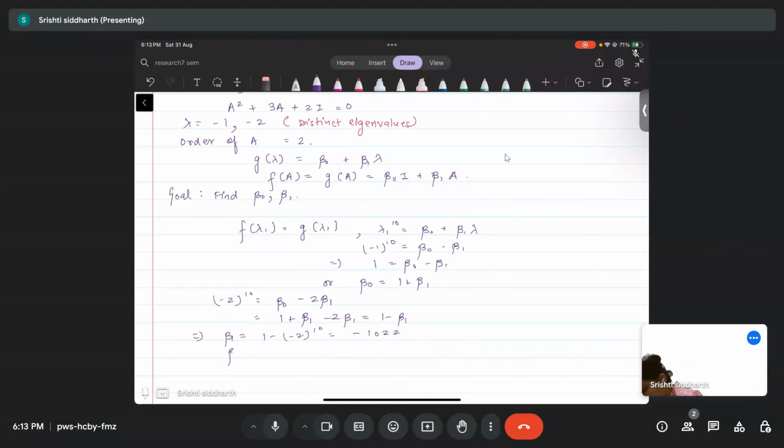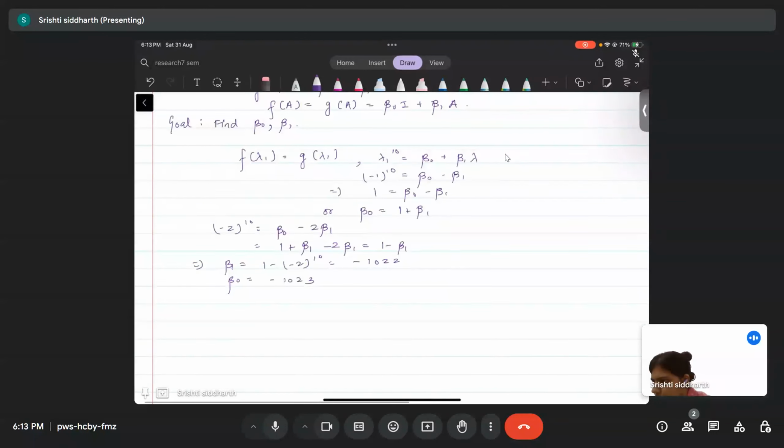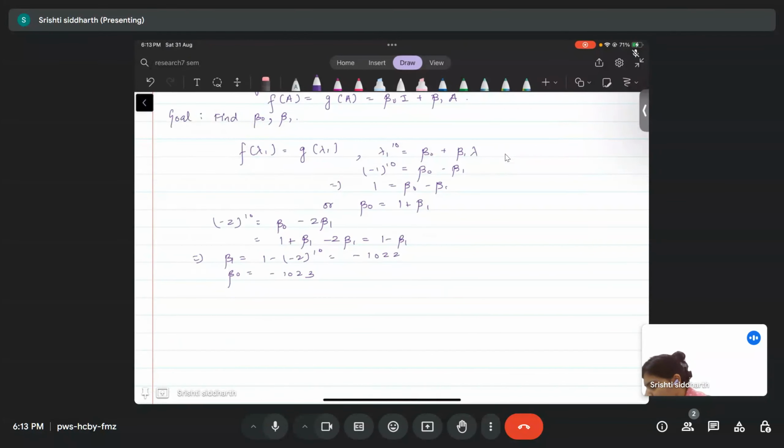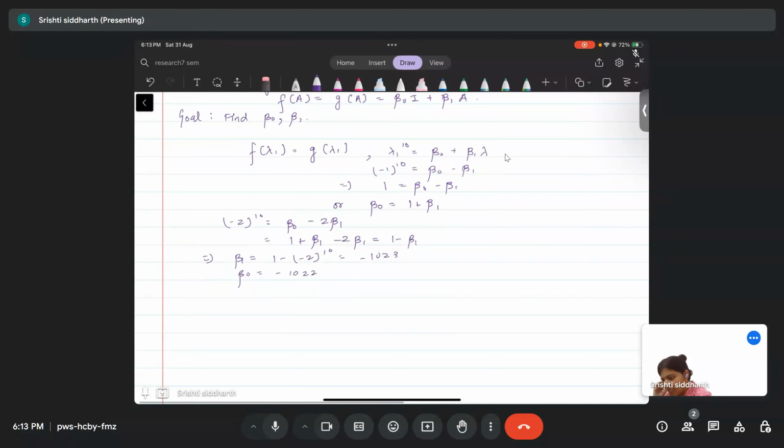And this means that beta 0 is simply 1 plus... Alright, so this is minus 1023. You can check the calculations once, or I think I made a mistake. Yeah, this is minus 1023, and this is simply 102 to the power 10.